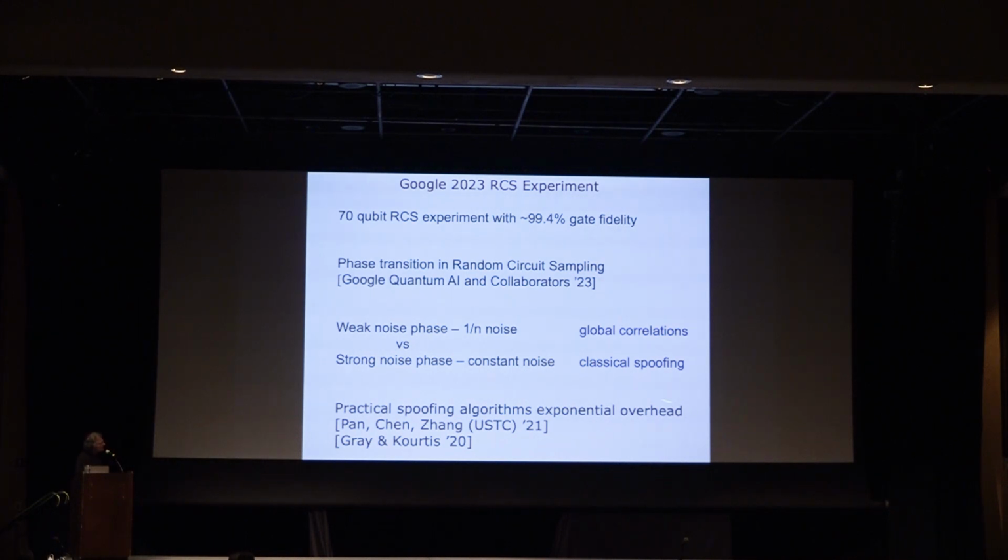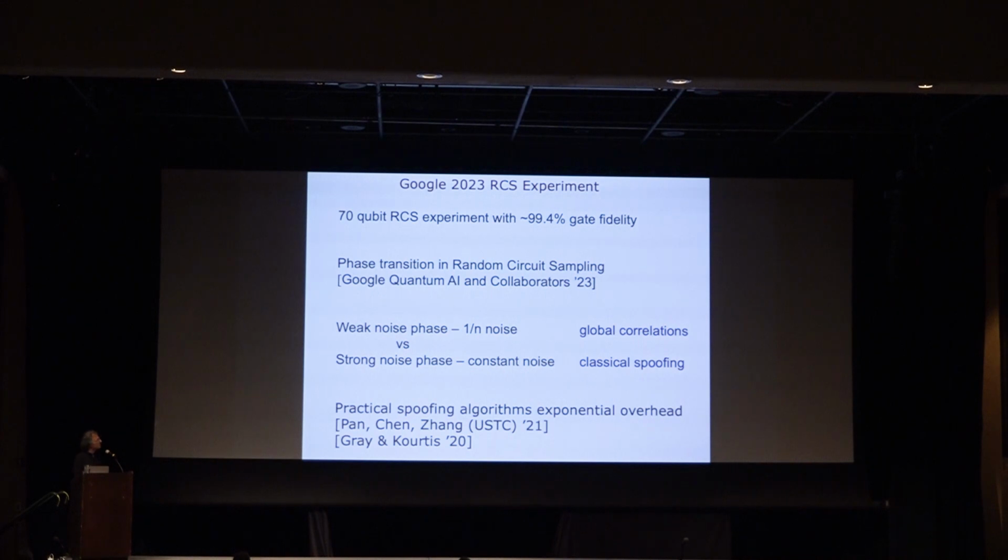I should say that the practical spoofing algorithms based on tensor network contractions have done extremely well. There's this fast tensor network contraction algorithm that they leverage. But again, the running time is exponential in the smaller dimension, and it seems like this 70 qubit experiment already poses a more severe challenge to those algorithms.